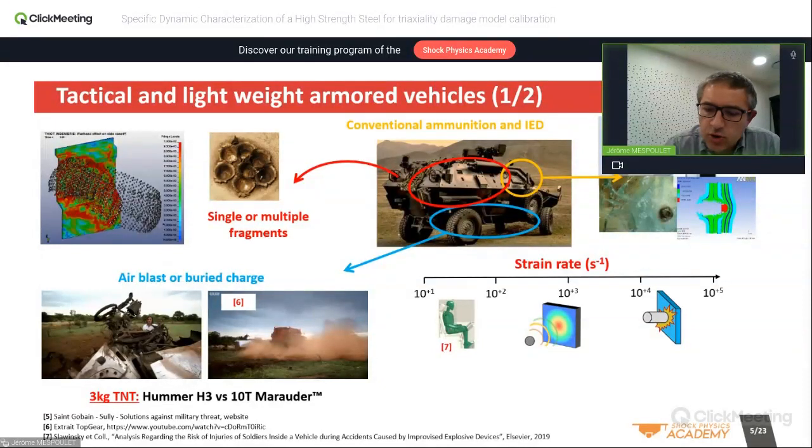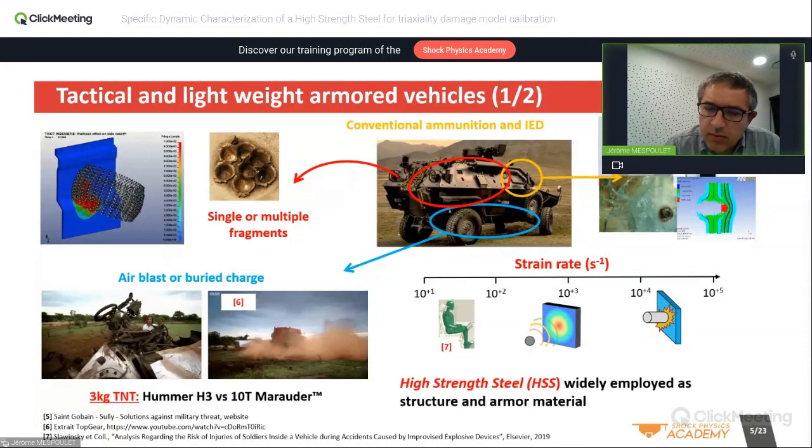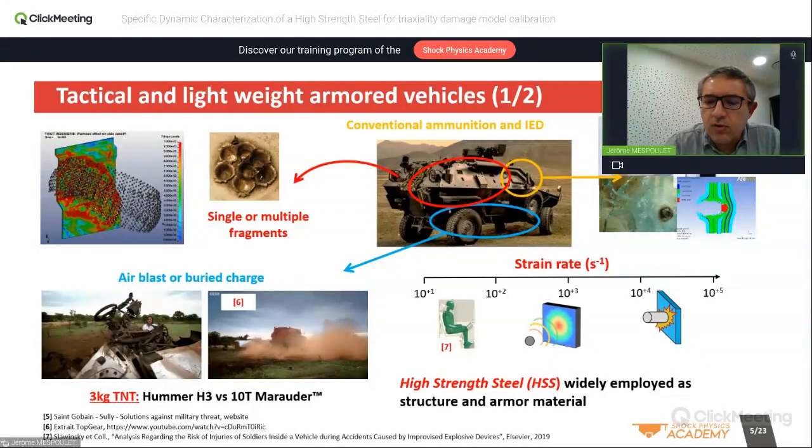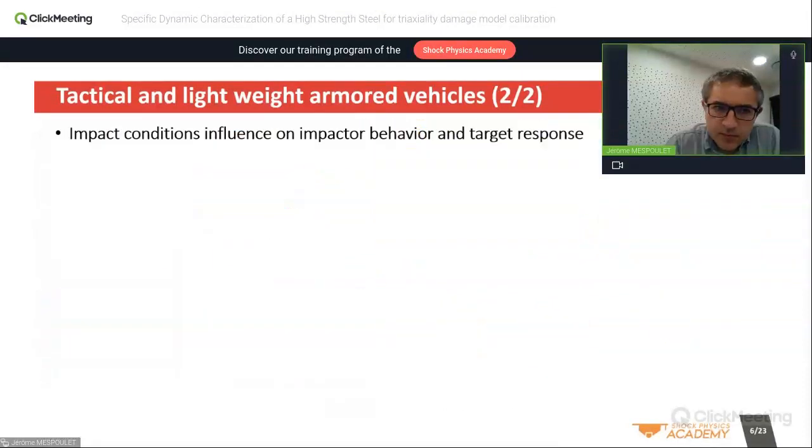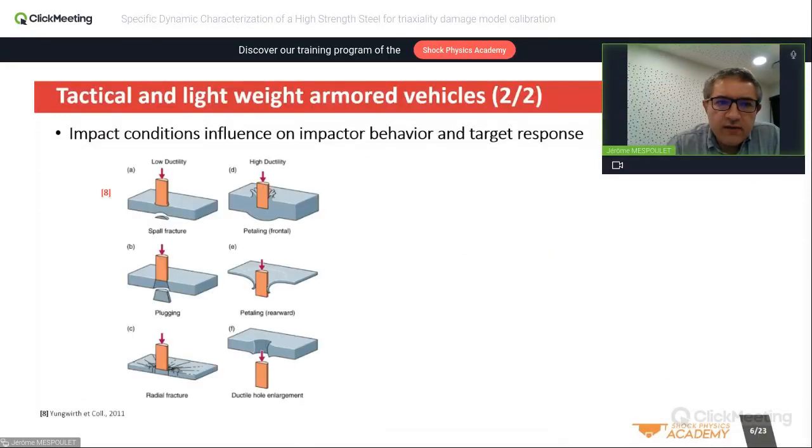So on all this range of strain rate, people considered and are still considering some high strength steels, and they are widely used as a structure or as armor materials for those vehicles. In terms of impact conditions, you can see the influence of these impact conditions on impactor behavior and target response. This depends on some parameters.